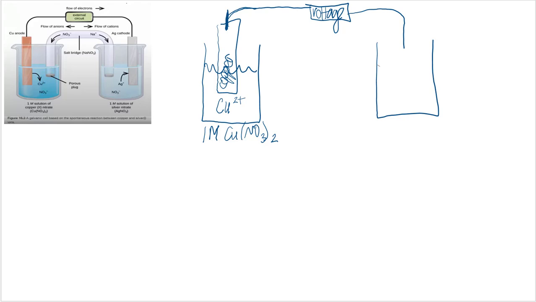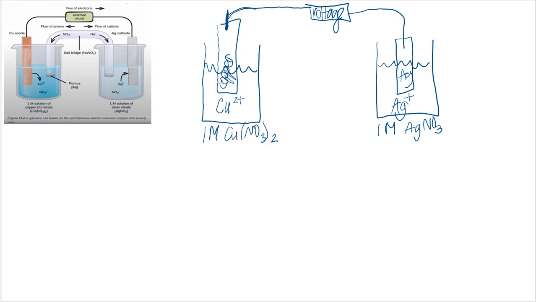And again, this is just another beaker. This beaker contains an electrode made of pure silver. So this is just a piece of silver metal, and in solution, we have our silver ion, which is just Ag+, because that is a standard solution, 1 molar. 1 molar is standard concentration of silver nitrate, so AgNO3.